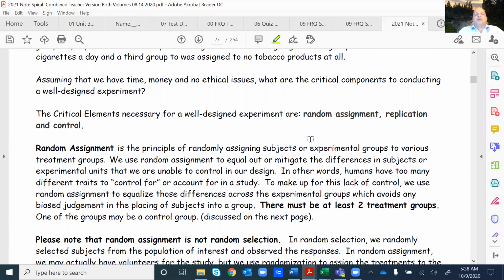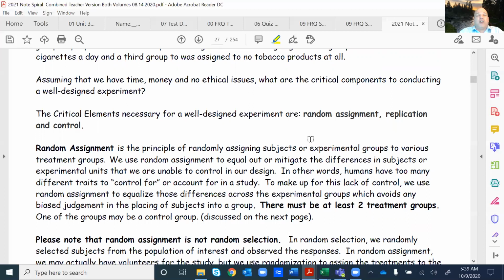Random assignment is the principle of randomly assigning subjects or experimental units to various treatment groups. By the way, a subject is a human, an experimental unit is something other than a human. All right, these are the things that we're going to experiment on, and we assign them treatments, or we impose treatments. We use random assignment to equal out or mitigate differences in the subjects.